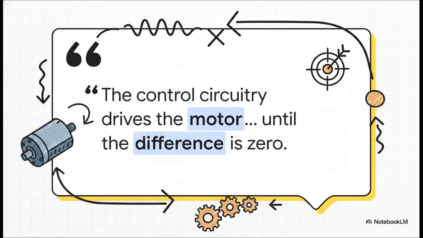And we actually see this exact same philosophy in servo motors. As the quote points out, the control circuitry will tirelessly drive the motor to the angle specified by the input signal until the difference is exactly 0. It's this continuous, relentless feedback loop that guarantees the motor reaches its exact destination flawlessly. It allows these systems to handle incredibly heavy loads with, frankly, unimaginable precision.